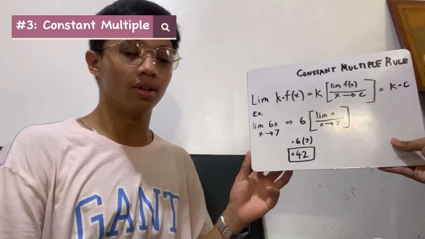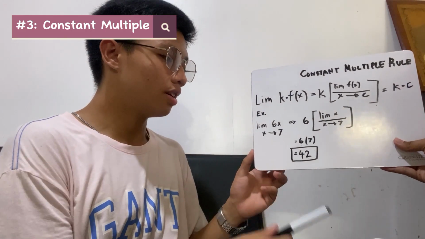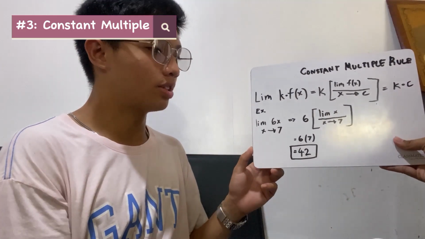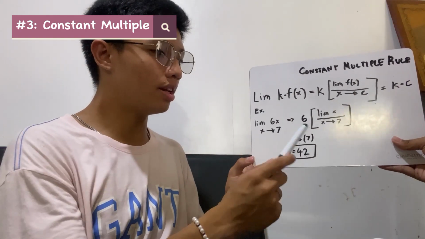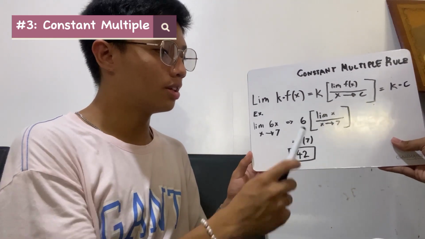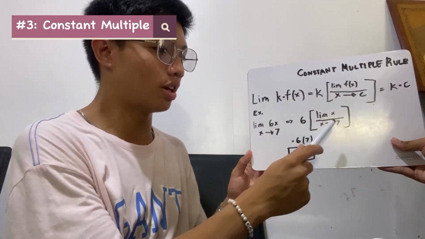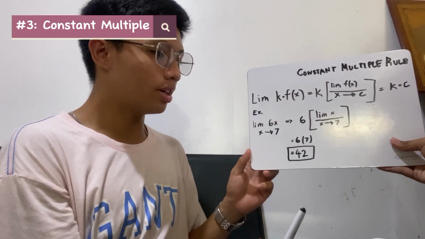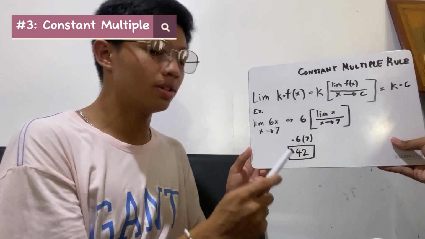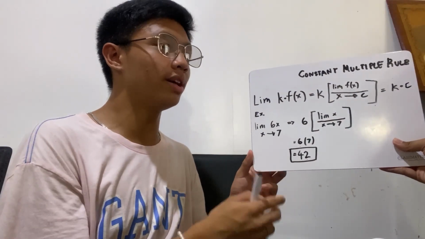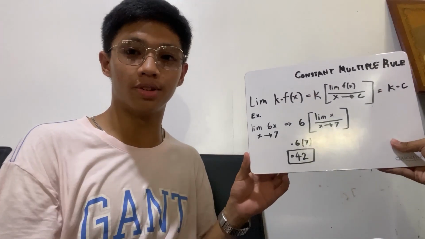So, isa pang example. Limit of 6x as x approaches to 7. Since katulad lang din siya ng kanina, ihiwalay natin yung 6, which will leave us 6 times the quantity of limit of x as x approaches to 7. So, ang matitira uli dyan ay 6 times 7, which will leave us 42. At ngayon, i-explain naman ni Paul ang limit theorem number 4.